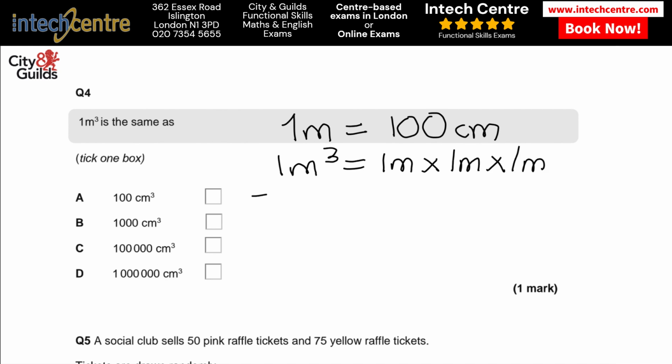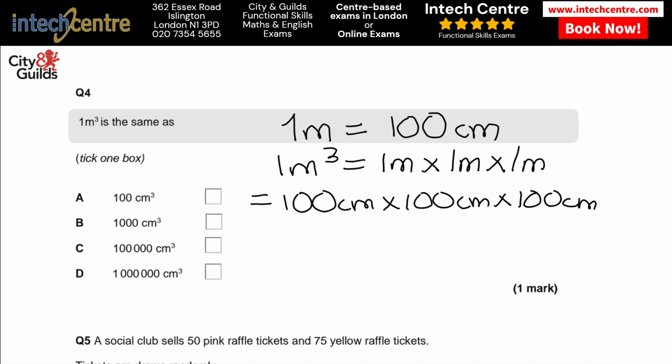So what we have here, to convert, 1 meter is equal to 100 centimeters. This would be 100 centimeters times by 100 centimeters times by 100 centimeters. This is equivalent to 1 million, and we have 3 centimeter values being multiplied together, so the unit here would be centimeters cubed. So the correct answer would be D.